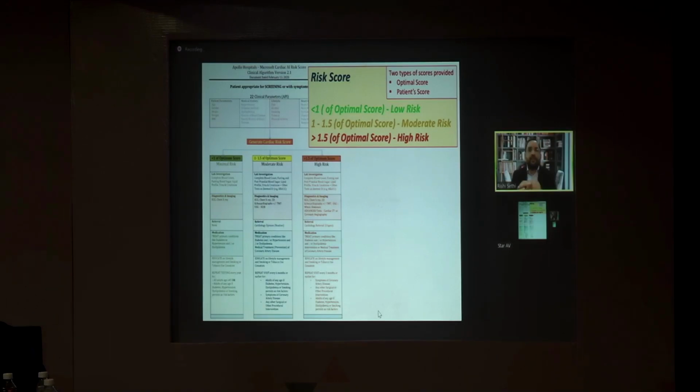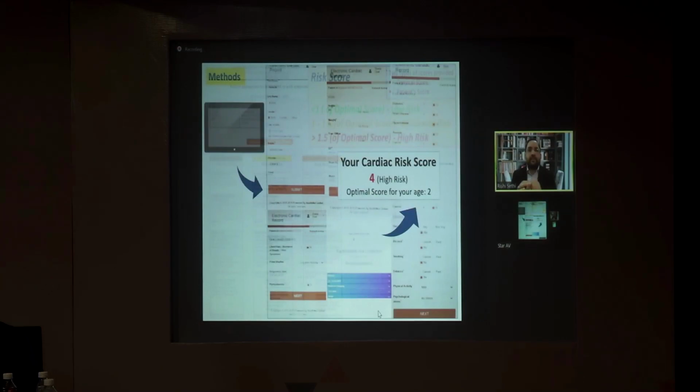For example, this is a tablet in which we enter this data, and you see the optimal score for this patient was 2. This patient's risk score came out to be 4, which was 2 times the optimal. The patient was high risk for cardiovascular events. And when you control these events, the patient's score comes down, this 4 can become 3. So it's a dynamic risk scoring system that can change over time and get smarter as you use the system.